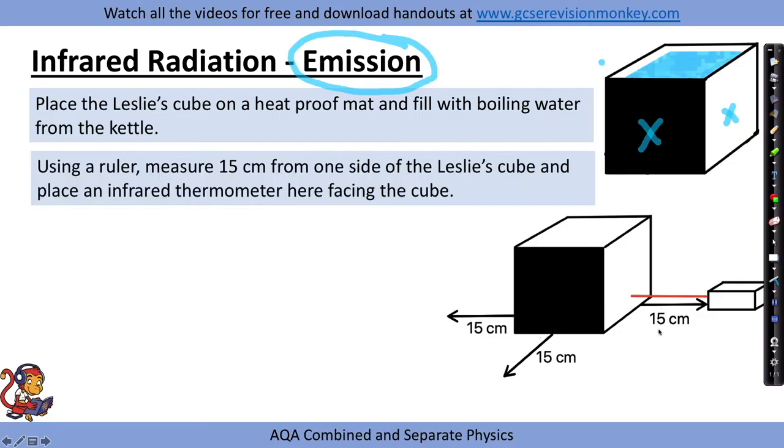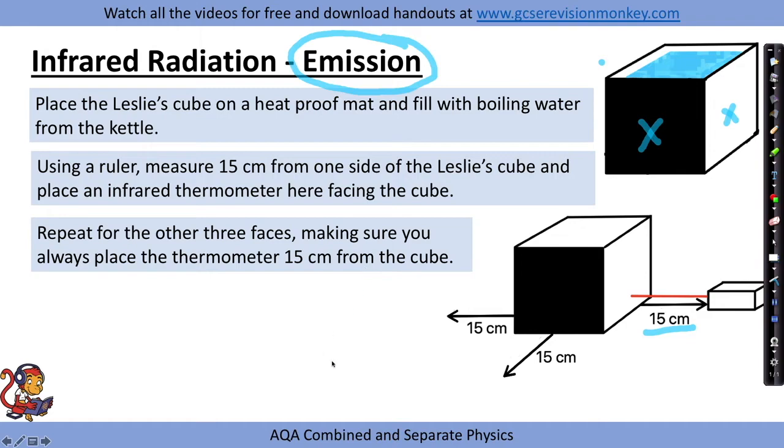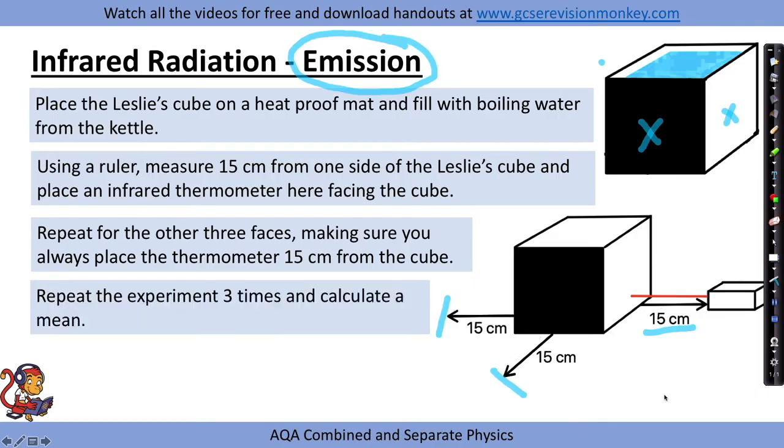Using a ruler, we would measure a set distance, so I've just suggested 15 centimetres, from one side of the Leslie's cube and place an infrared thermometer here facing the cube. We'd repeat for the other three faces, making sure that the thermometer is always 15 centimetres away from the cube. This will detect the amount of infrared radiation that is emitted by each side of the Leslie's cube. You would then repeat the experiment 3 times and calculate a mean for each side.